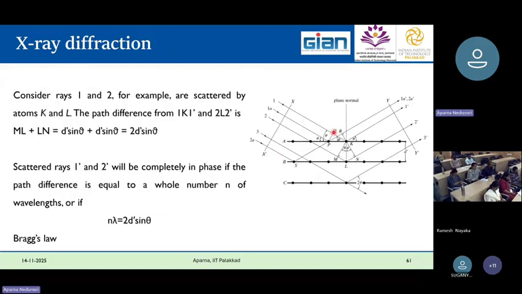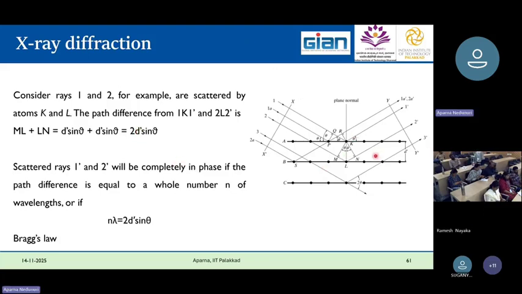Now, consider the interaction of these X-rays with two different atoms at two different planes. Consider path 1 and another path 2, which are interacting with atoms K and L. The extra path, or the path difference, that wave 2 would travel is the summation of ML plus LN. This summation of ML plus LN is 2d sin theta.